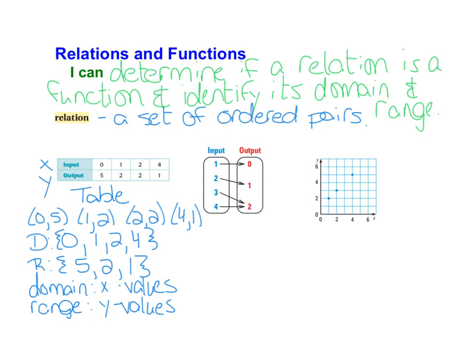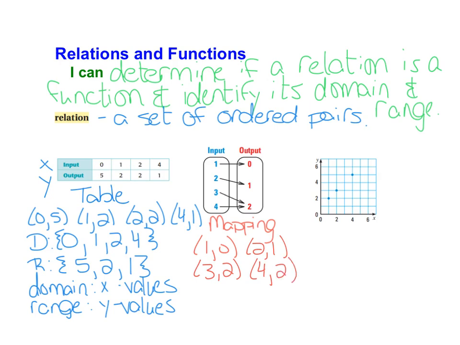Now, the second way we're going to look at a function is a mapping diagram. This is probably new to you. I'm not sure you've seen a mapping diagram before. The mapping diagram tells you what goes together, okay, by arrows. So here, 1 points to 0. So this is telling us that we have the point 1, 0. Notice that 2 points to 1. So we have the point 2, 1. 3 points to 2. So we have the point 3, 2, and 4 points to 2, so we have the point 4, 2.